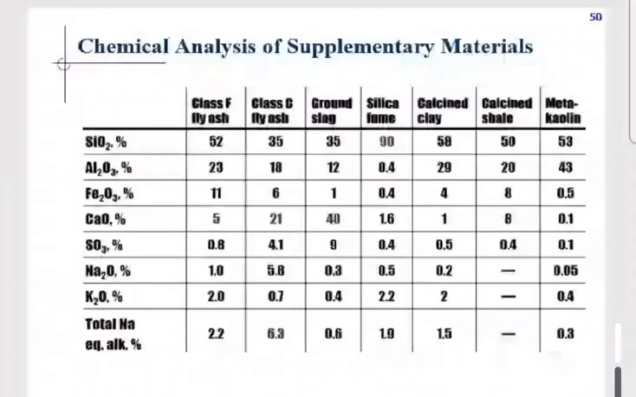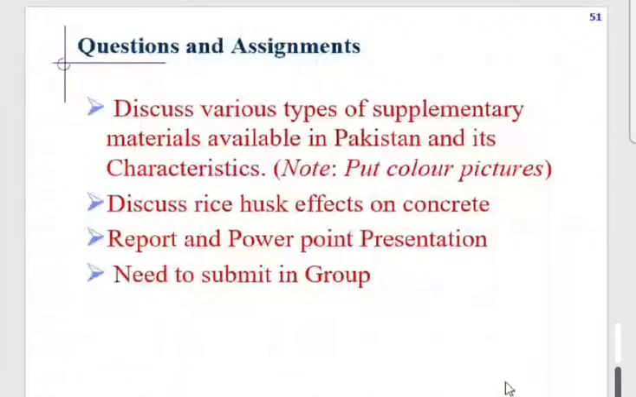Now this last table is there which gives you the comparison between different kinds of supplementary cementitious materials and their chemical composition. If you see, this complete table is there, through which one table you can find out how much silica content is there. If you see the silica fume, 90% silica content is there, whereas in all other cases it is more or less about 35 to 50%. This is the last slide for us actually for the supplementary cementitious materials.